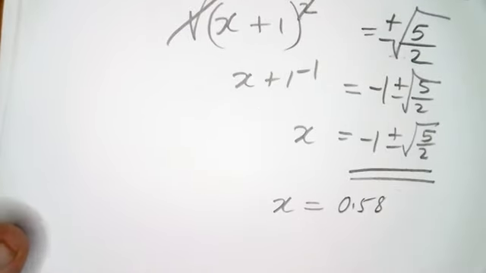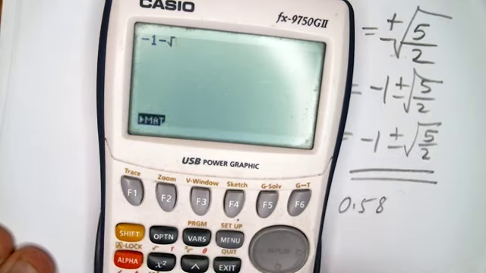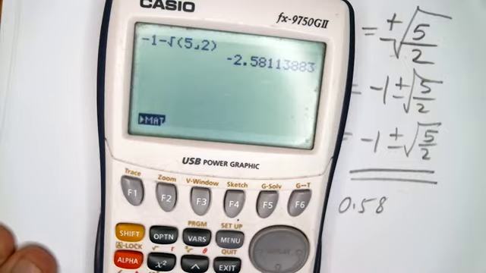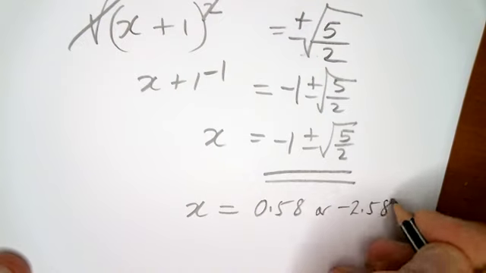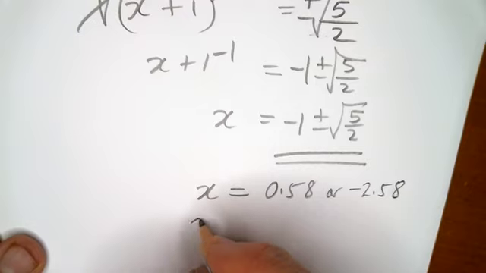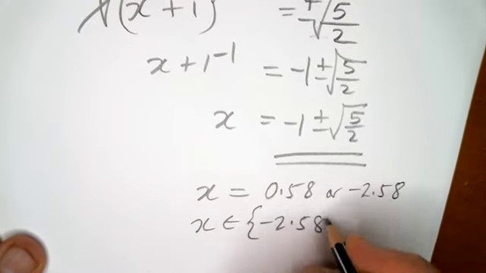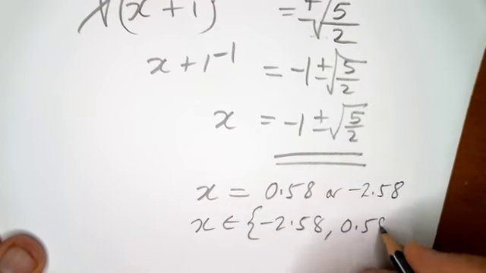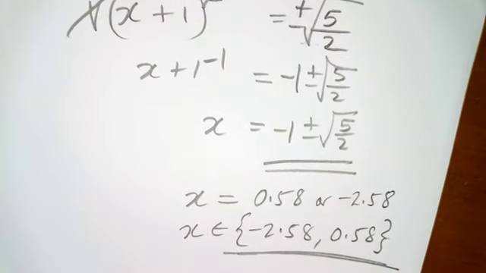You can't see that very well, sorry. The next one, though, is the same thing, but minus. So I've got -1 minus the square root of 5 on 2. There it is. And we get -2.58. Now, really, we should put the smallest one first. So I'm going to put x is an element of the set of -2.58, comma, 0.58. So expressing that in set notation, that's how I would put that.